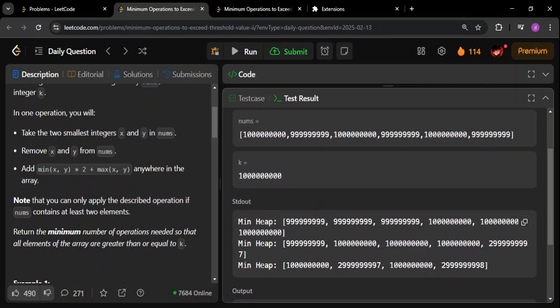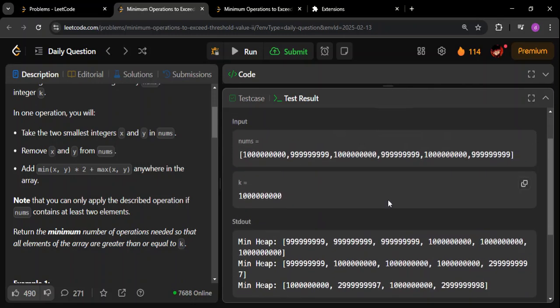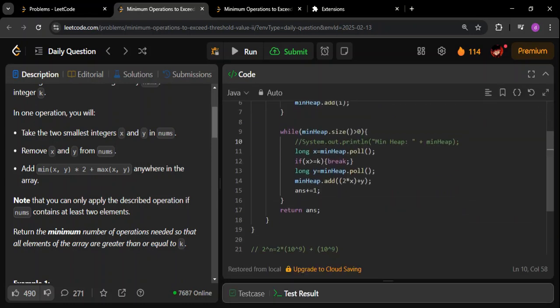This is also one of the cases where it will be crossing the integer limit. Maybe I can give these in the comment section if you need them. But again, I have just taken them from one of the test cases only. As simple as that. So that is it for this solution.